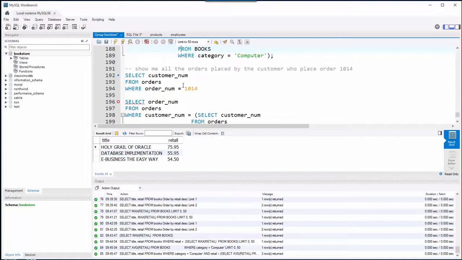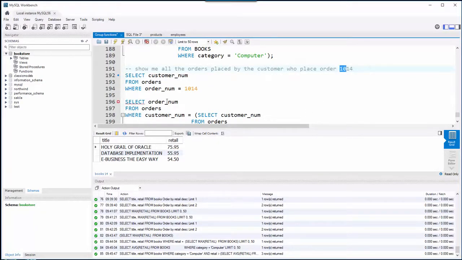And let's say your boss runs to you and says, hey, I need to find all the orders placed by the customer who placed this order, right? So let's say there's a problem with this order, and so now we need to find who that customer is and take a look at all their other orders. So then the first question is, well, gee, who is the customer that placed that order?